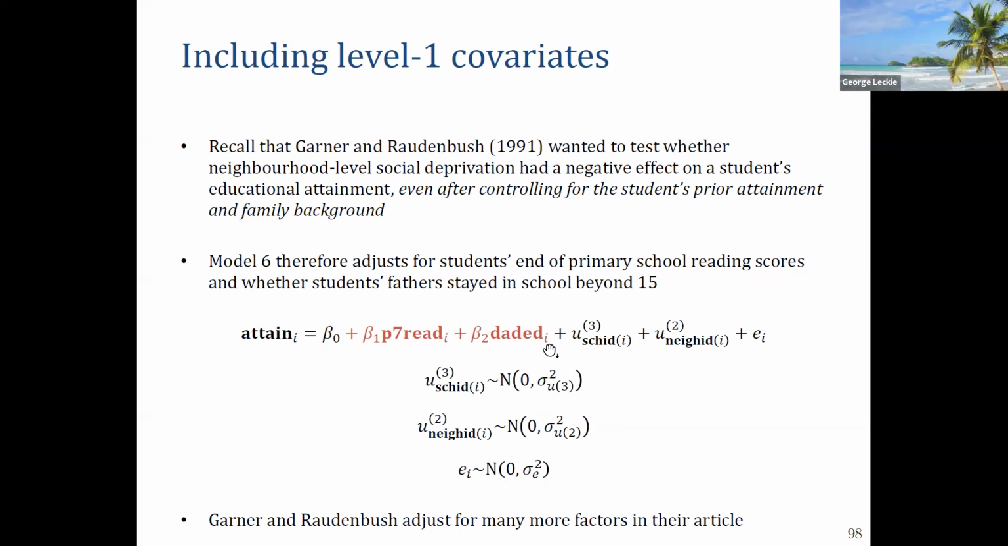Garner and Raudenbush fit exactly this model, but with more factors. This is pretty much the first cross-classified application in the literature, so it's kind of a nice one to pick for that reason.